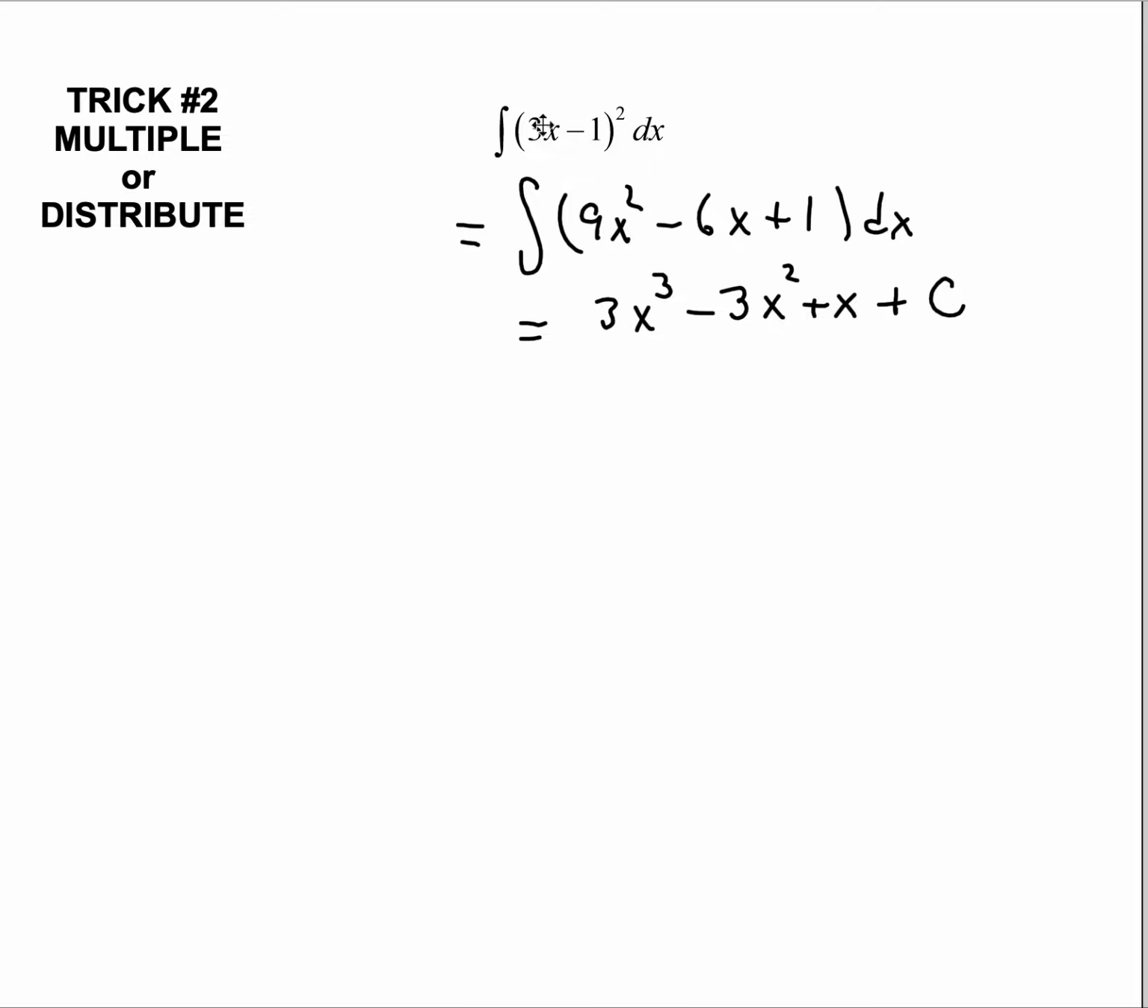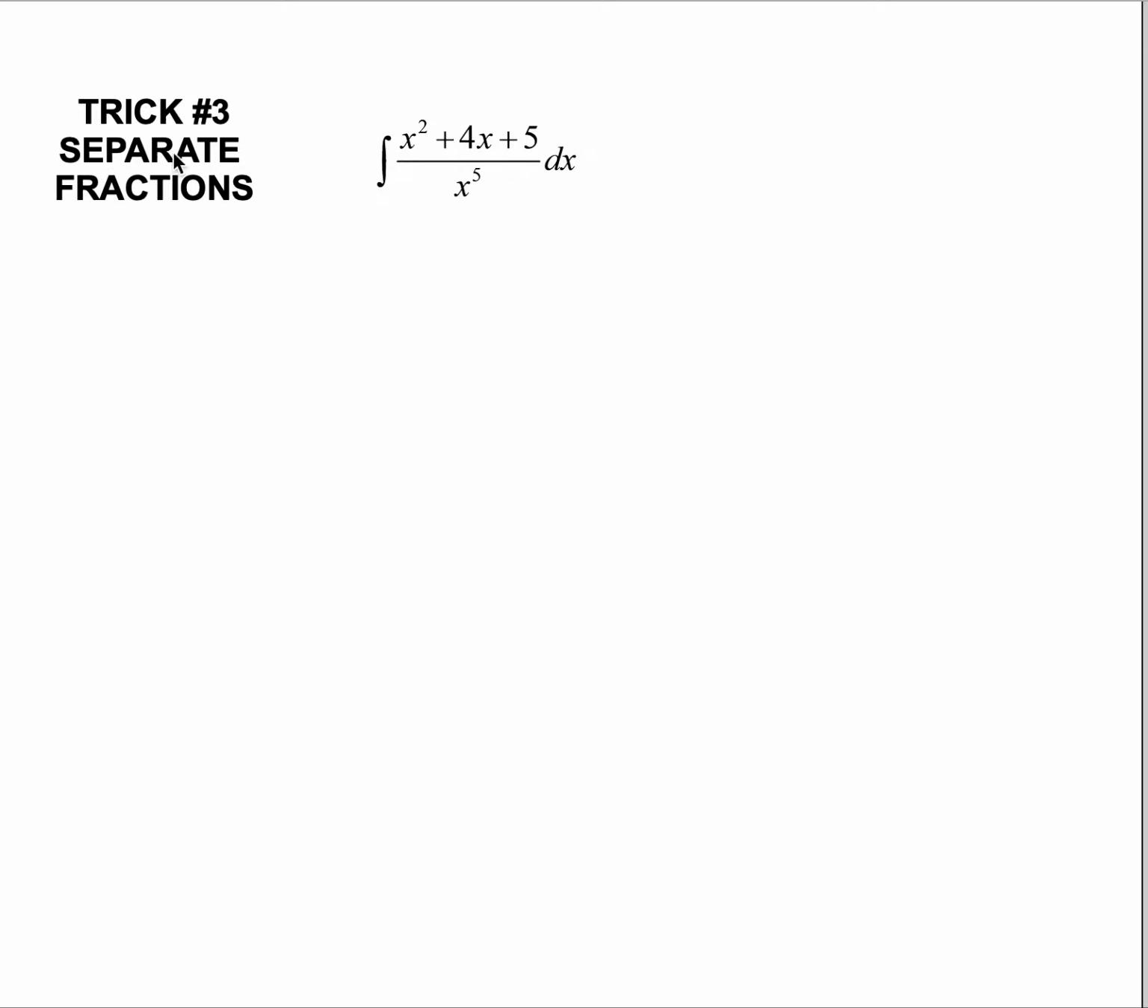So the trick, one more time, to make this a lot easier for yourself, just multiply them all out and then do the integral of each individual term. Okay, if I have a rational function like this, the best way would be just distribute, or express each numerator term as its own term with the x to the fifth in the denominator divided into each one of those individually.